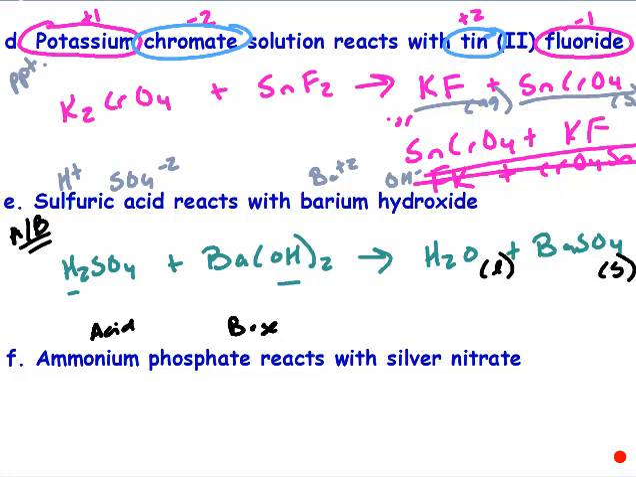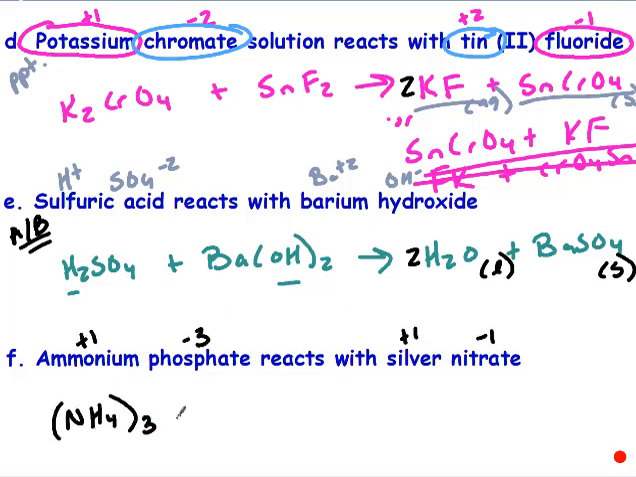We didn't balance this one, so we need a 2 in front, and we actually didn't balance the other one. So we just need a 2 in front of KF if you want to have it balanced. All right, go ahead and write your reactants for this last one. Restart when you're done. So ammonium is NH4, and we need 3 of them to cancel out phosphate's charge. Silver and nitrate cancel. Go ahead and pause the video and do your products.